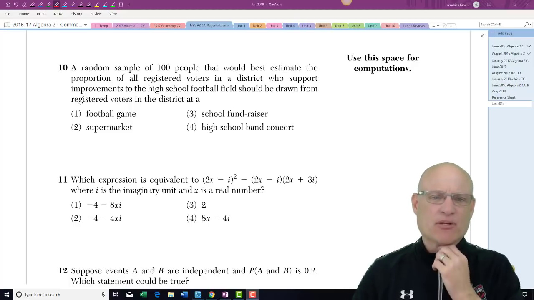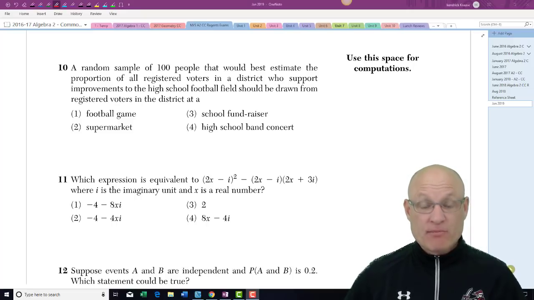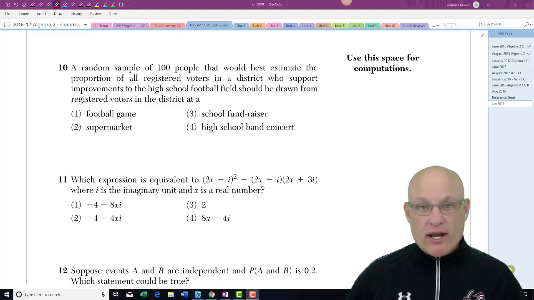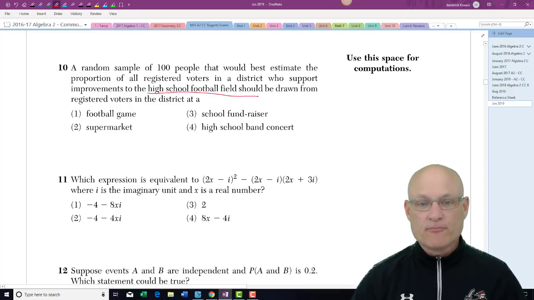All right, so one of these questions, they're pretty simple. A random sample of 100 people that would best estimate the proportion of all registered voters. Remember, we're trying to eliminate bias. Now, bias is things like response bias, asking people questions that might make them feel nervous and change their answers. Bias might be going to just one location and getting all the same kinds of people, so on and so forth. So this one is talking about people that would want improvements of the high school football field.